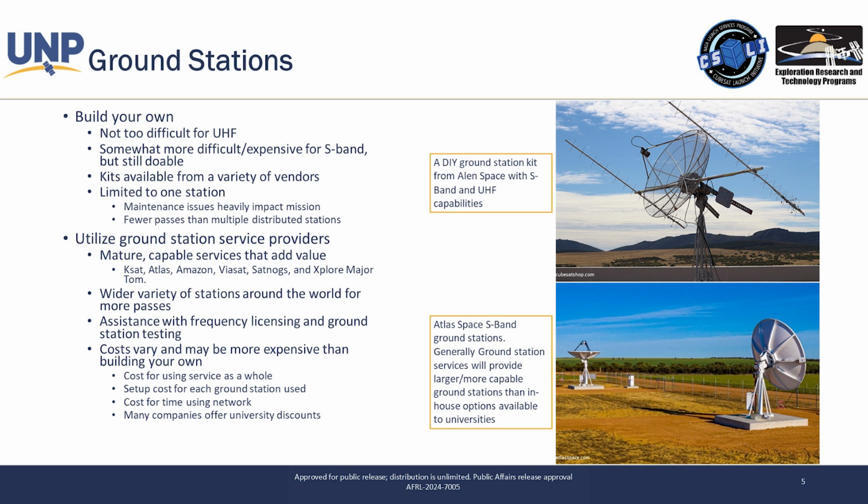The other route that you can go down is to talk to ground station service providers, ground network providers. There are multiple mature capabilities out there. We have used 3 of them here at AFRL, I believe: KSAT, Atlas, and Viasat. Others exist out there. Amazon, I have not heard of Satnogs or Explore Major Tom before. They exist. One of the benefits of this is that you have a wider variety of stations, and they're all around the world. You won't necessarily be using every single station that a provider can provide because you have to contract with each of them individually. But you have a lot more options, both in location and type. So you can find the dish that exactly suits the needs for your mission.